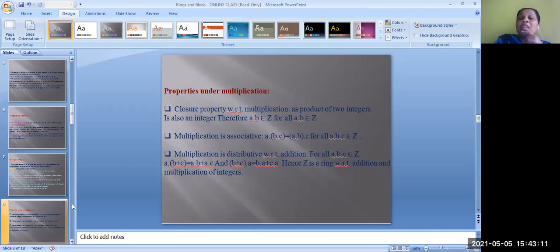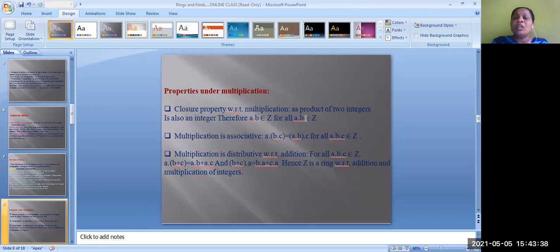Next, properties under multiplication. We didn't finish the problem till now. We completed only the additive properties. 5 properties we finished. Now 3 more properties are left. So, properties under multiplication. Under multiplication, the first property is the closure property. The product of two integers is always an integer. If you multiply two integers, we'll get an integer.